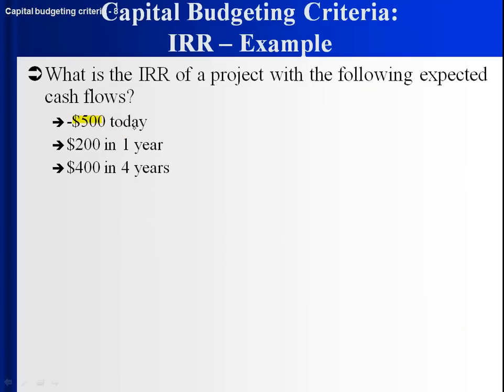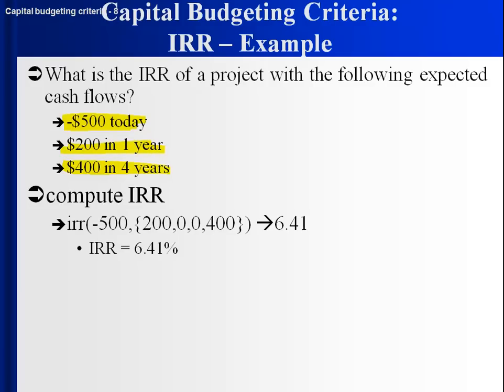Finally, IRR negative 500 today, 200 in a year, and 400 in 4 years. So again, today you put in 500, in year 1 is 200. Again, nothing about years 2 and 3, so you're indicating that by putting in zeros. 400 in year 4, 6.41%. So again, if you have years 1 and 4, you don't have to scratch your head and say, oh, how am I going to tell the calculator what's going on? The way you do it is by putting zeros in there for years 2 and 3.